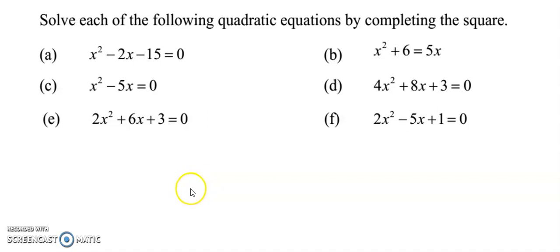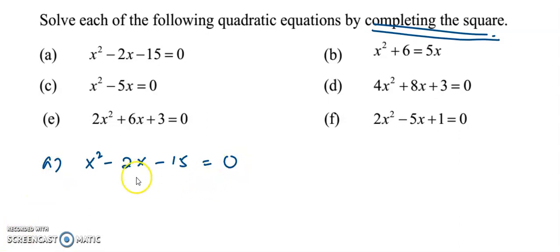In my previous video, I explained how to use factorization to solve quadratic equations, and I gave a few examples. And here, this is the sixth example that I'm going to show you, solving the quadratic equation using completing the square. Okay, the method of completing the square. So let's look at the first example.